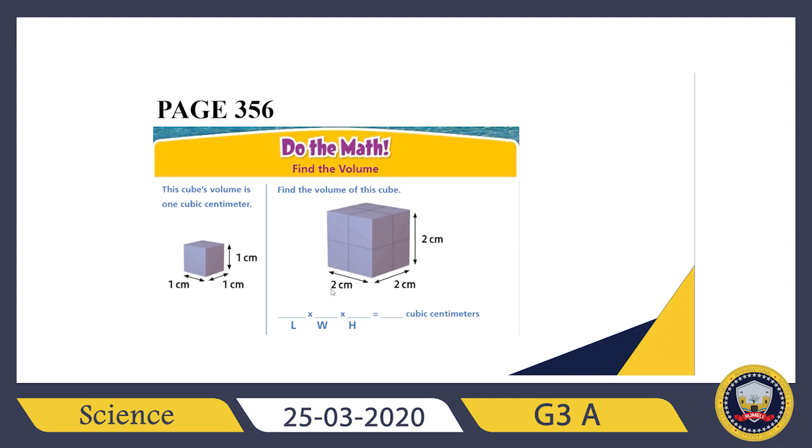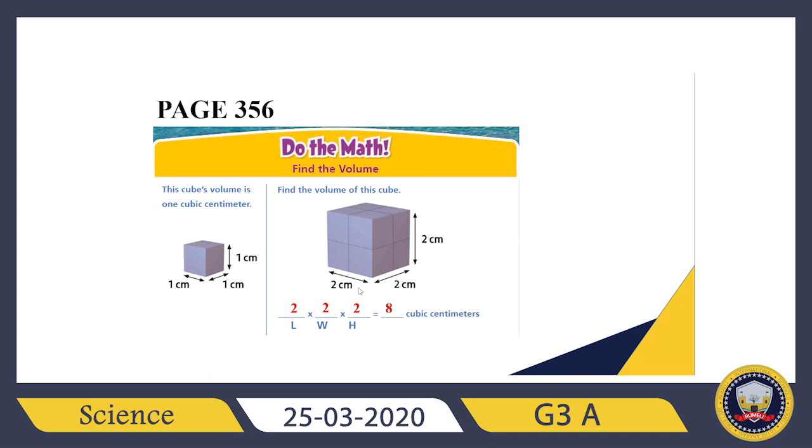So I need to write the numbers here. For length, I need to write 2, right? For width, I know width is also 2 centimeters. Let's write 2. And then for height, I need to write 2 centimeters again. So, at the end of it, let's multiply 2 times 2 equals what? Good job, 4. 4 times 2? Good job, 8. So, I write cubic centimeters for its unit.